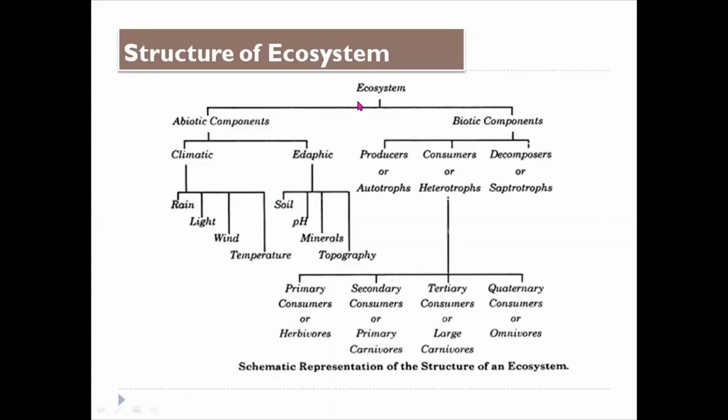And in the biotic components, we have producers, consumers, and decomposers. Or you can say producers are autotrophs, consumers are heterotrophs, and decomposers are saprotrophs. The biotic components are further subdivided into primary consumer, secondary consumer, tertiary consumer, and quaternary consumer. So this is the structure of the ecosystem in which the nutrients or food is circulated or moved from one place to another. But this is all about the interaction of the abiotic and the biotic components.